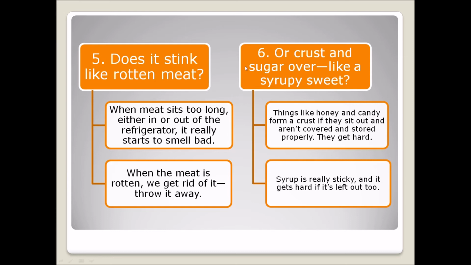And then I think about number 6, a crust and sugar over like a syrupy sweet. So when things like honey and candy, really sugary things like that, sit out too long, if they aren't covered and stored properly, they form a crust. So if we don't put them in a Tupperware container or a plastic bag, they get hard if they just sit out. And they form what people would call a crust.